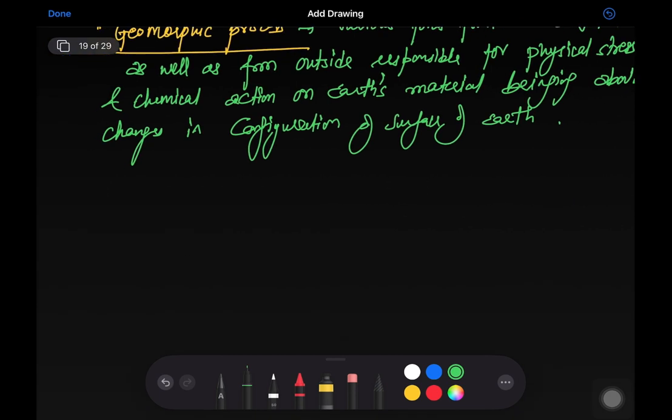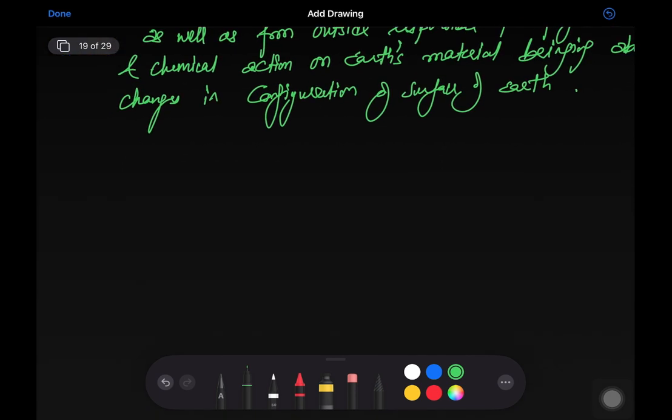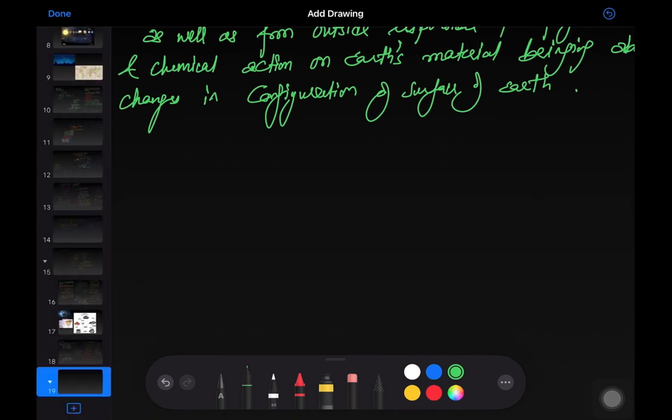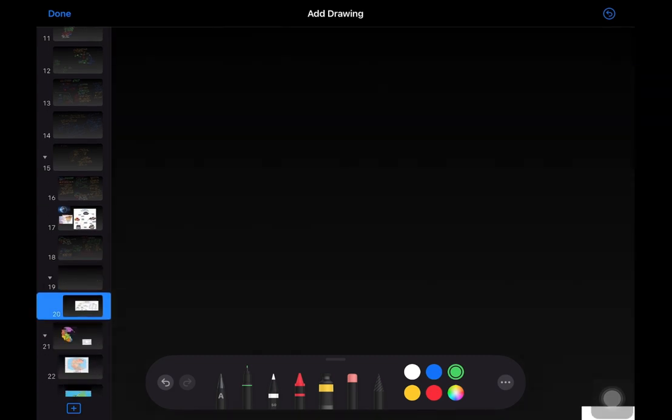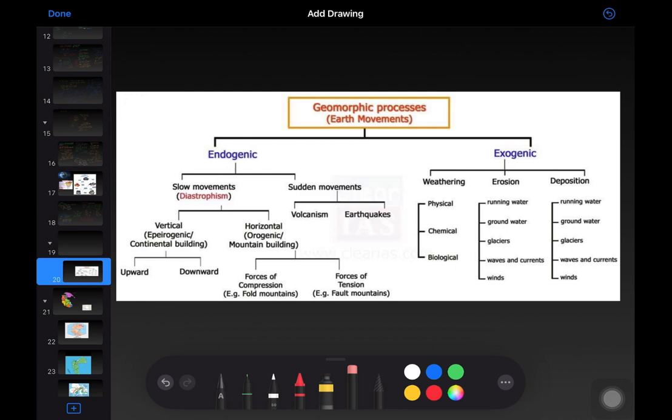This is geomorphic processes. The geomorphic processes are divided into two: endogenic processes and exogenic processes. Endogenic processes are basically those processes acting from interior of the earth. ऐसी processes जो अर्थ के अंदर से बाहर को चेंज करते हैं.